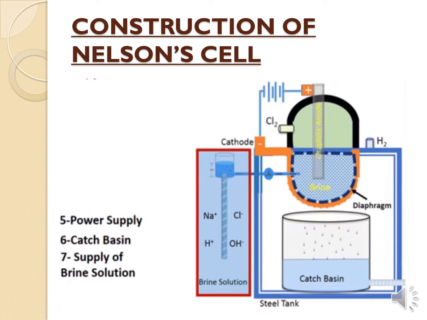On the left side of the cell we have a supply of brine solution, because in the Nelson cell we use the brine solution, NaCl solution, as an electrolyte. This solution consists of four ions: sodium ions, chloride ions, hydrogen ions, and hydroxide ions.